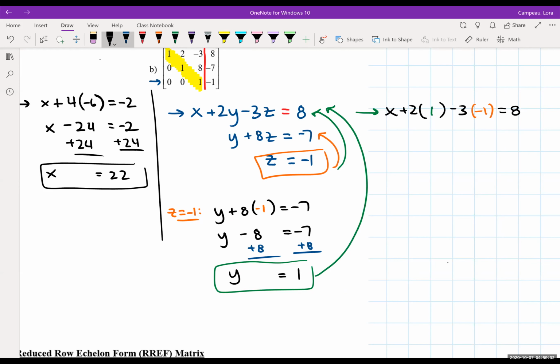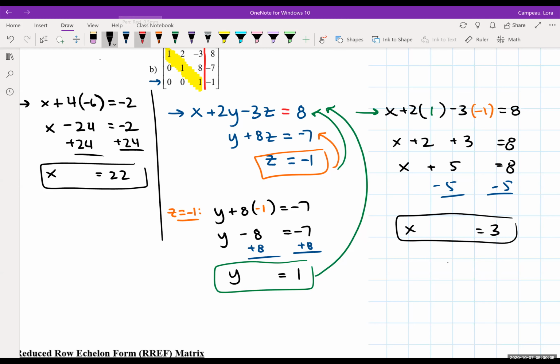So just take a little time simplifying. We should have x plus 2 plus 3 equals 8. And once we do this, let's simplify a little bit more, combine the like terms. We have x plus 5 equals 8. We will subtract 5 from both sides. And we will get x equals 3.